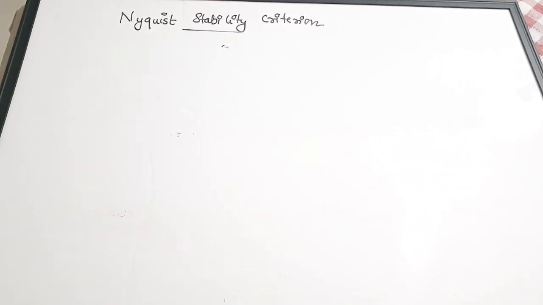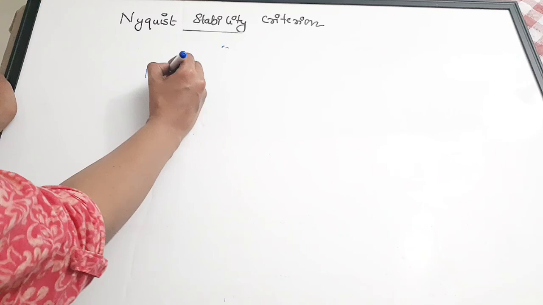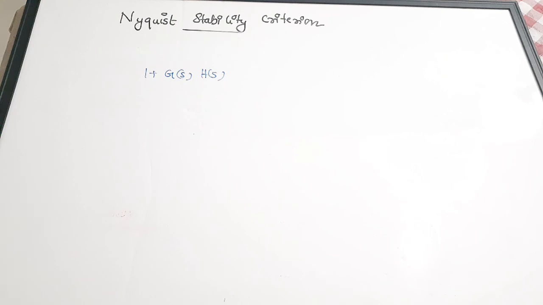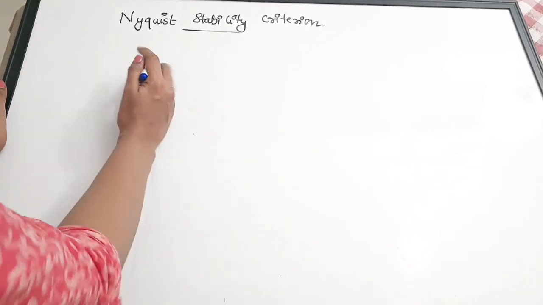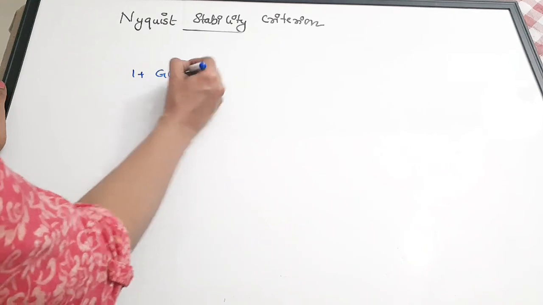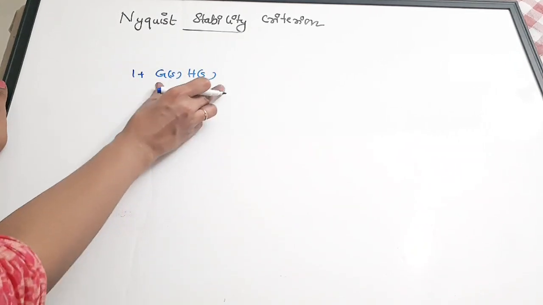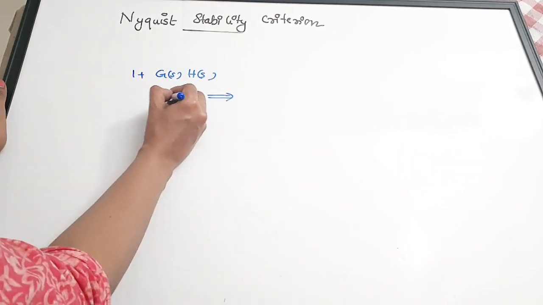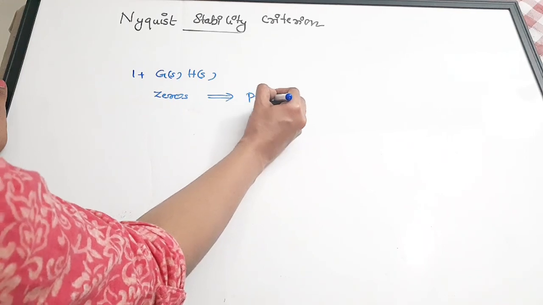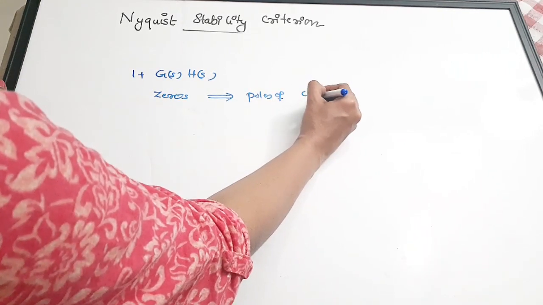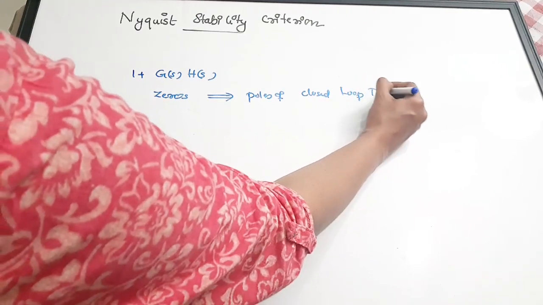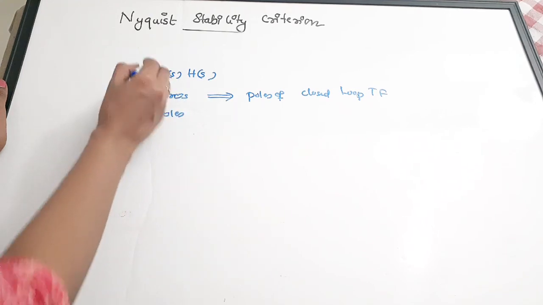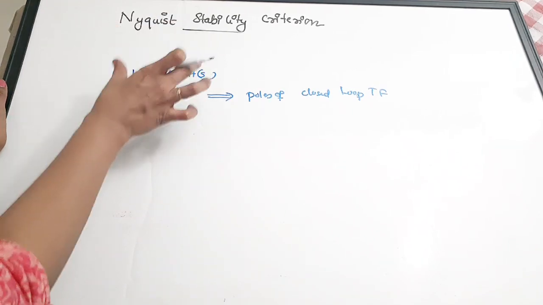That is, if you take 1 plus g of s h of s, that is, just take 1 plus the open loop transfer function. For this term, the zeros are the poles of your closed loop transfer function, and the poles of this term, okay, we are talking about the zeros and poles of this term, that is 1 plus g of s h of s.